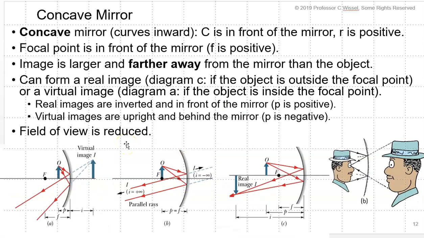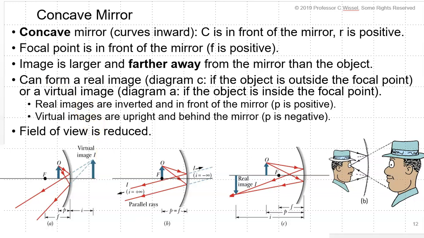Okay, so a concave mirror. A concave mirror curves inward when you look at it. It's like the side of the spoon that you scoop the cereal out of. In this case, the center of curvature C is in front of the mirror, and R is positive. The focal length will be in front of the mirror, so F is positive. The image is larger and further away from the mirror than the object, and concave mirrors can form virtual images as well as real images.